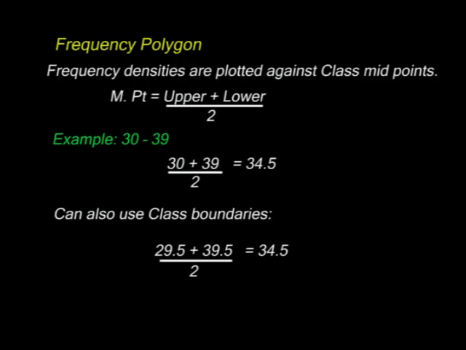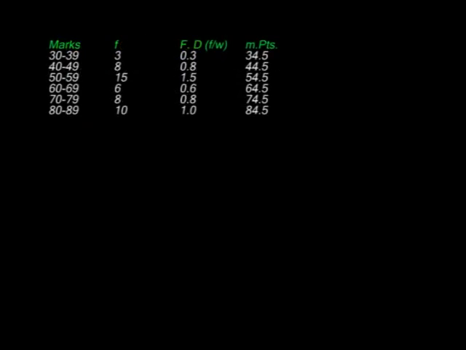So let's use our previous example to illustrate. We have that table there, we have the number of marks in those groups, and then we have the number of students, which is the frequency. We then have frequency densities, and then we have the midpoint. We have already calculated that.